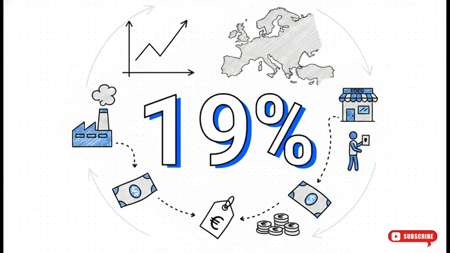VAT is the classic example of an indirect tax. It gets applied at practically every single stage of the supply chain. But ultimately, when an everyday consumer goes to buy a product, that 19% is completely and seamlessly embedded into the price they pay at the register. You are paying the tax, even if you don't really realize it's happening.